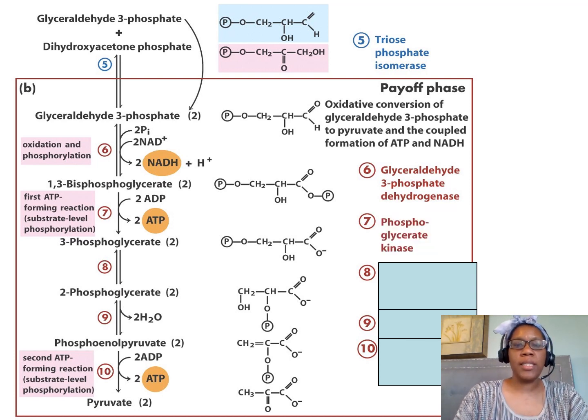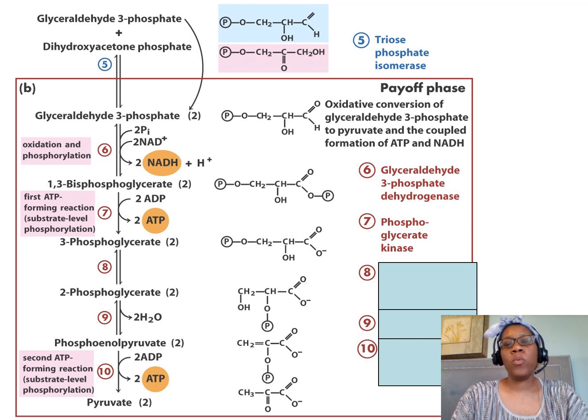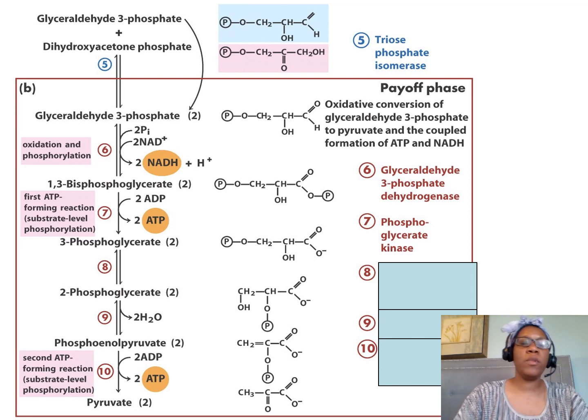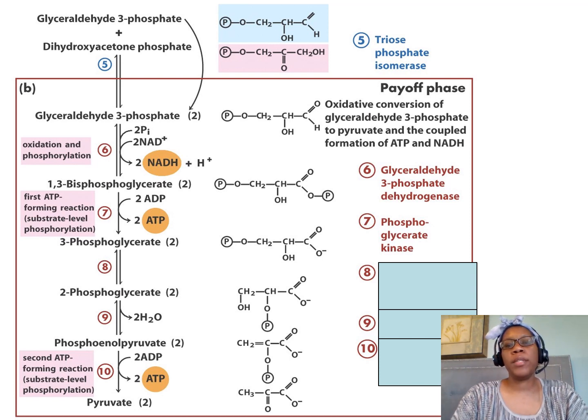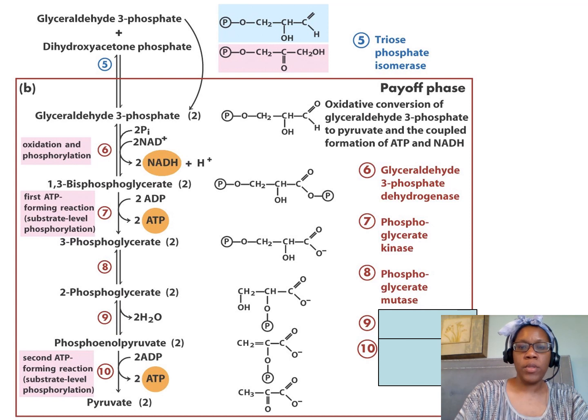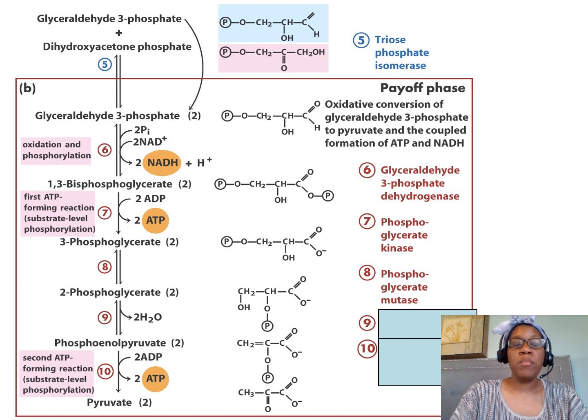And then the next enzyme is phosphoglycerate kinase. And so now we know it's a kinase, but it's named for the reverse reaction. And I know that because we're in a payoff phase, so we're going to create ATP. So we're going to take in an ADP. We're going to take off one of the phosphates from the phosphoglycerate and give us 3-glycerate. The next step utilizes phosphoglycerate mutase.